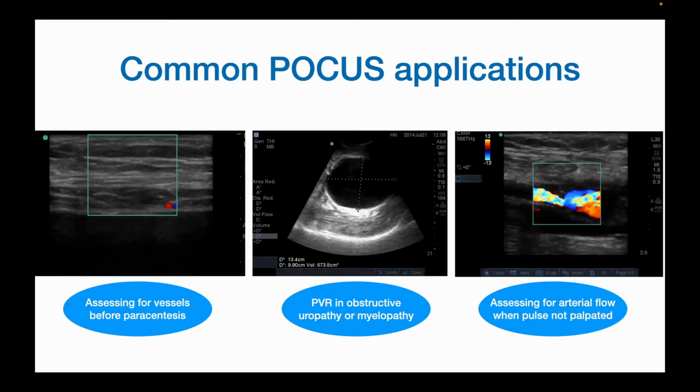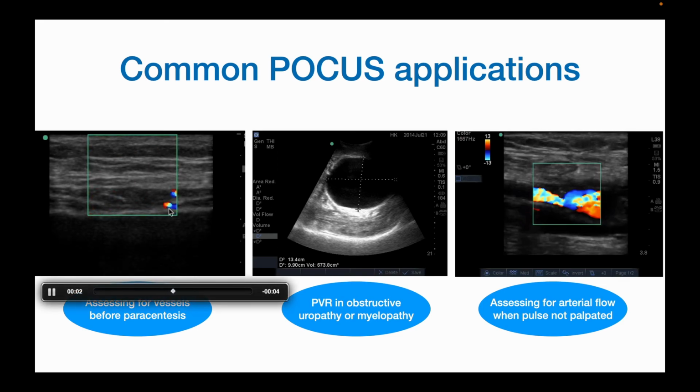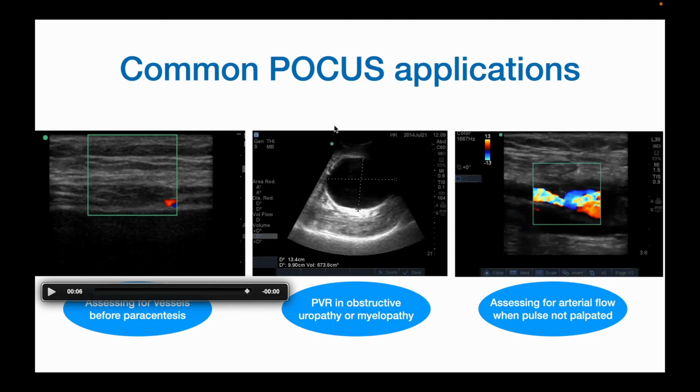While many of these modes, especially spectral or quantitative Doppler, are for more advanced applications, there are really many applications and calculations that are used on a daily basis in POCUS. For example, in paracentesis, we want to avoid subcutaneous vessels because most of our patients are coagulopathic. And here you can see that you can demonstrate a vessel at this point, so we want to avoid this point of entry.